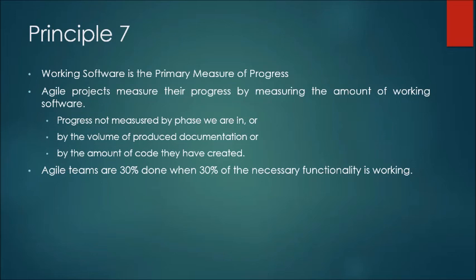Principle number 7. Working software is the primary measure of progress. Agile projects measure their progress by measuring the amount of working software. Progress is not measured by the phase we are in, or by the volume of produced documentation, or by the amount of code they have created. No. Agile teams are 30% done when 30% of the necessary functionality is working. They are 50% done if 50% of the functionality is working. Code and documentation are not the criteria here. The criteria is working software.